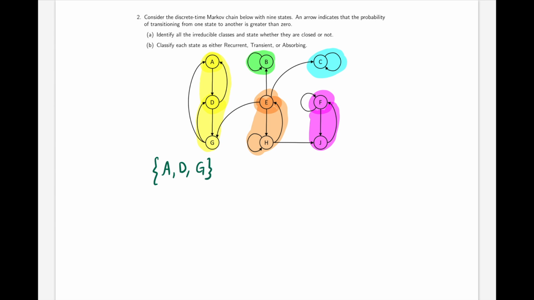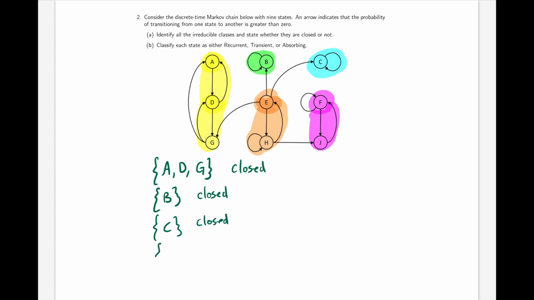Now, is this a closed class or not? So a closed class would mean that once we are in one of these states, we cannot reach any state that is not in this class. There are no arrows from any of these states out to a state outside of this class, so this is a closed irreducible class. The next state we looked at was B, and for a similar reason, this is a closed irreducible class. The same story with C.